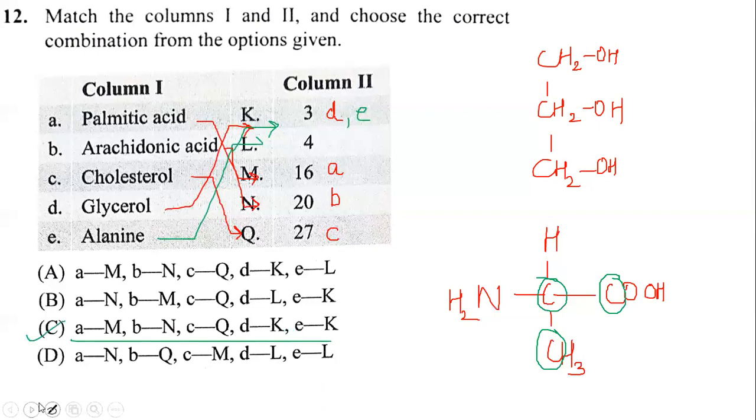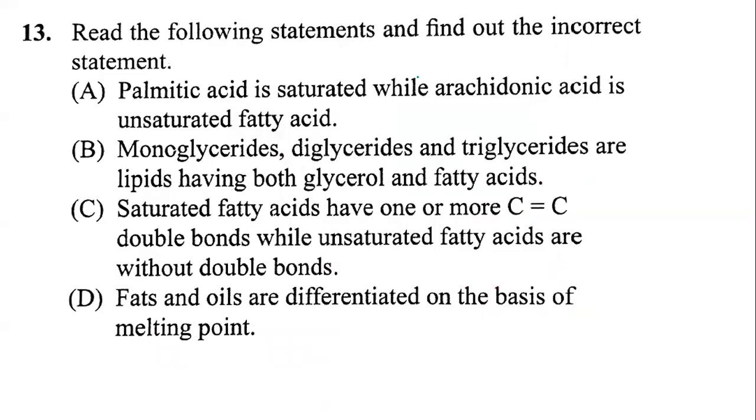Done, everybody? Very important. Question number 13. Read the following statements and find out the incorrect statement. Palmitic acid is saturated, as I have told in the class, while arachidonic acid is unsaturated. It has 4 double bonds. Arachidonic acid has 20 carbon atoms with 4 double bonds, and palmitic acid has 16 carbon atoms and is a saturated molecule. So it's a correct statement.